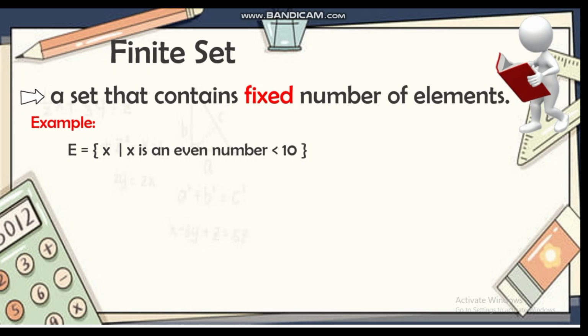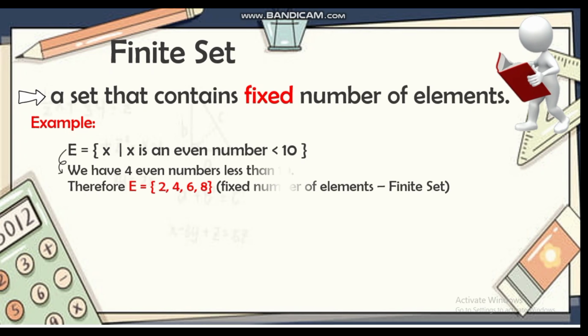So mga even numbers nga mas gamay pa sa 10. Okay? So we have 4 even numbers less than 10. So therefore, E is 2, 4, 6, and 8. So fixed number of elements, meaning to say, set E is a finite set.